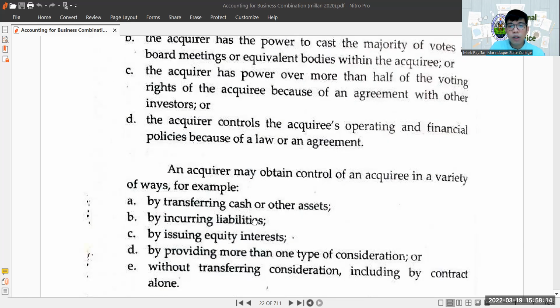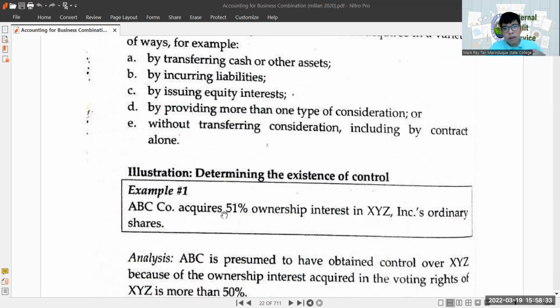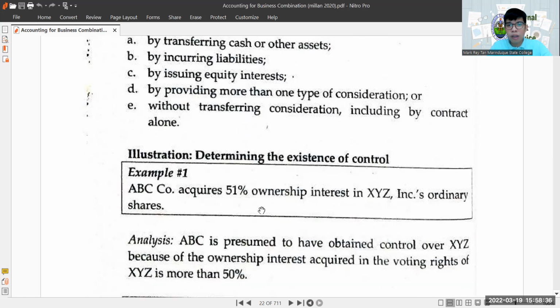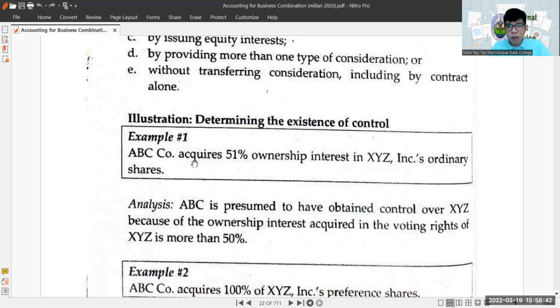Okay. So an acquirer may obtain control of an acquiree in a variety of ways. Ayan, ito yung mga consideration that the acquirer can transfer to the acquiree during a business combination, right? So we have examples here to determine the existence of control. And for the first example, 51% daw ang ownership interest, ordinary shares, that's a clear observation or manifestation na mayroong control itong acquirer.